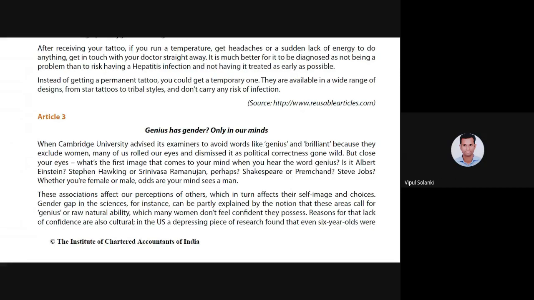Just a minute. Fine. Now, see, all of you, please. When we are reading, read as if you are speaking, coherent and lucid. Right. So you read in a flow, rhythm, right pause, right time, right tone. You read as if you are speaking so that it becomes absolutely clear and pleasant for others to listen to you. For example, these associations affect our perceptions of others, which in turn affects their self-image and choices.